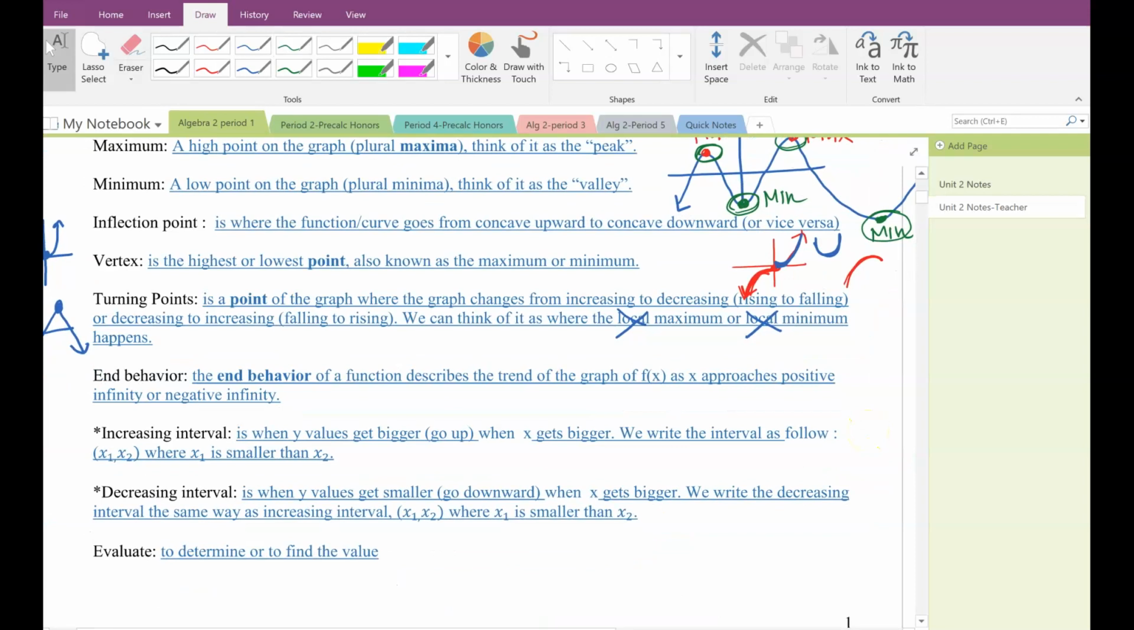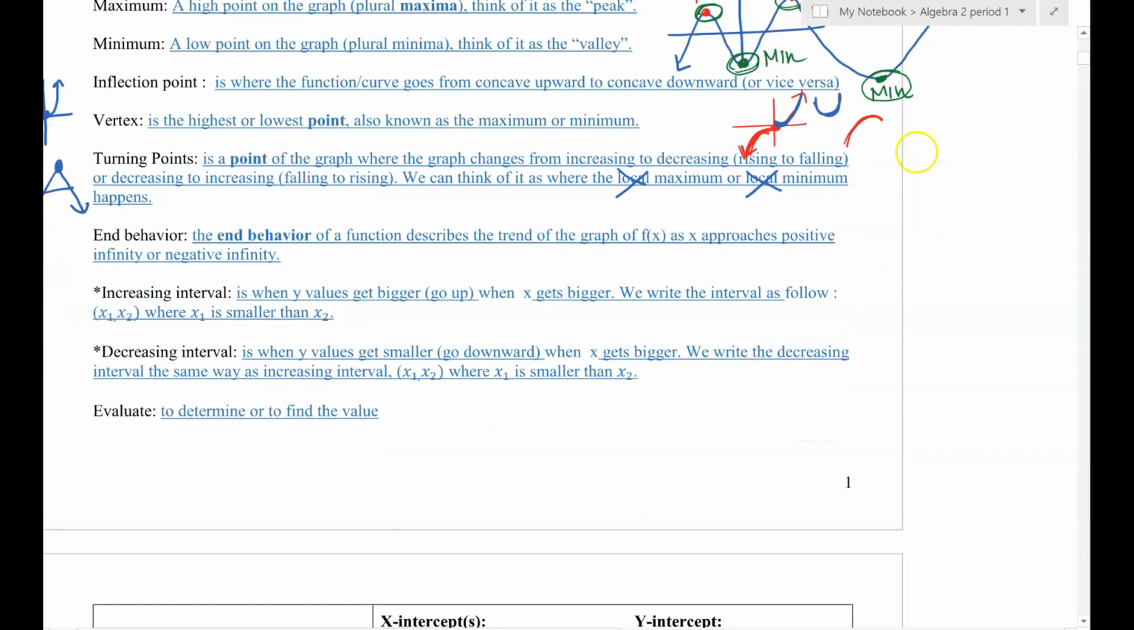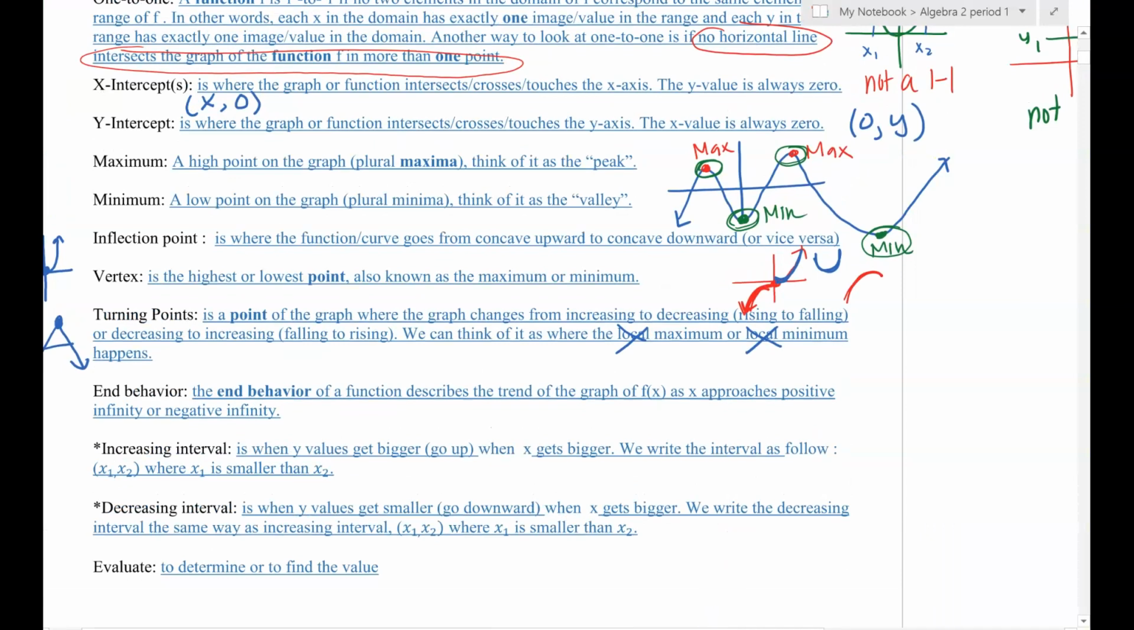End behavior. The end behavior of a function describes the trend of the graph, which is f of x as x approaches positive infinity or negative infinity. So now let's go back to that same example. When x approaches positive infinity, which in Algebra 2 we write with the symbol x, then the arrow meaning approaches, and then positive infinity.